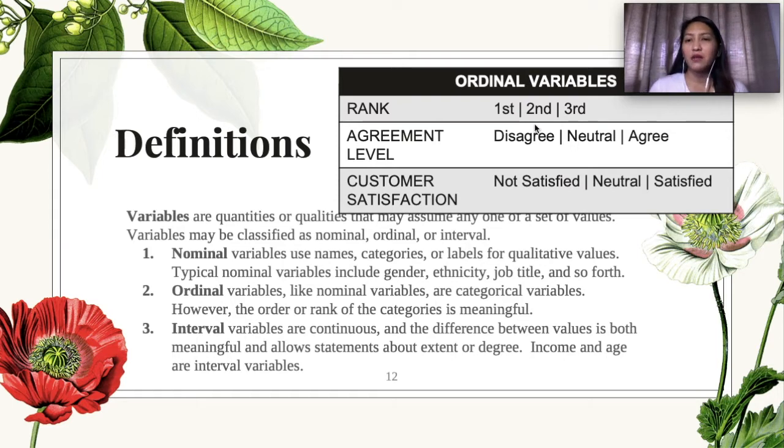Ang last example of variable ay interval. Ang interval naman, ito yung variables na continuous at yung difference between the values is both meaningful and allow statements about extent or degree. Ang halimbawa nito ay income tsaka age. Ang tawag doon ay interval variable.